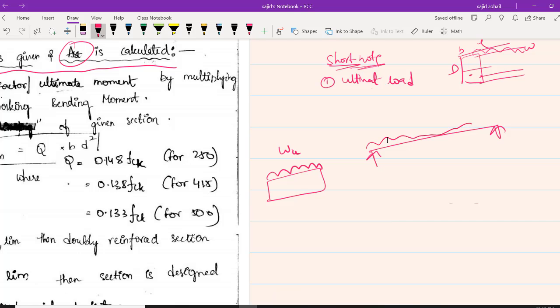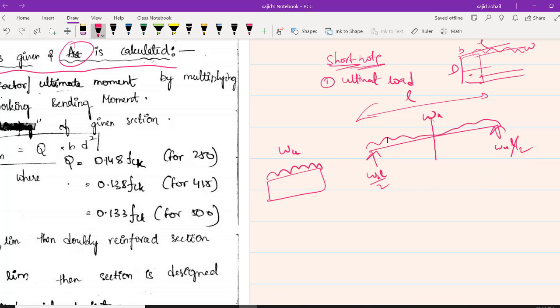So if you have some load like this, W and acting at L meters. So WL is the total load. Total load कितना? Let us take WU is ultimate load. So total ultimate load कितना? WU into L. So what is the reaction? WU L by 2 और यहाँ पे WU L by 2. कॉमन सेंस की बात है.